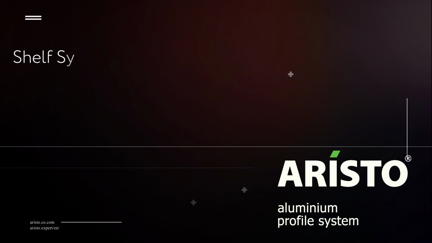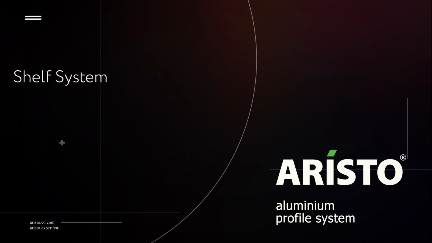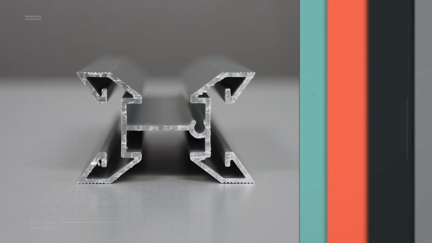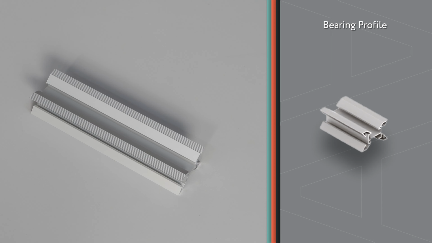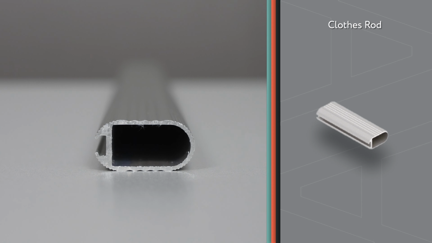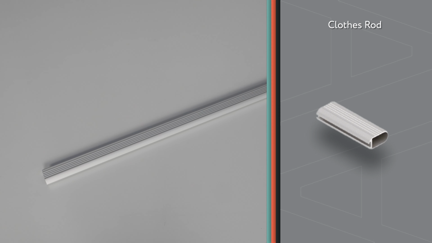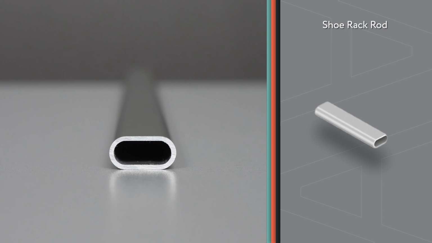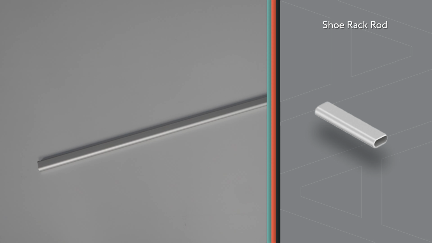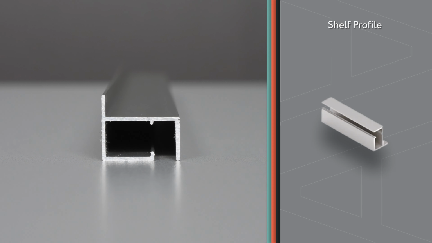To assemble a shelf system, we need the following profiles: a bearing profile, a clothes rod, a shoe rack rod, a shelf profile.